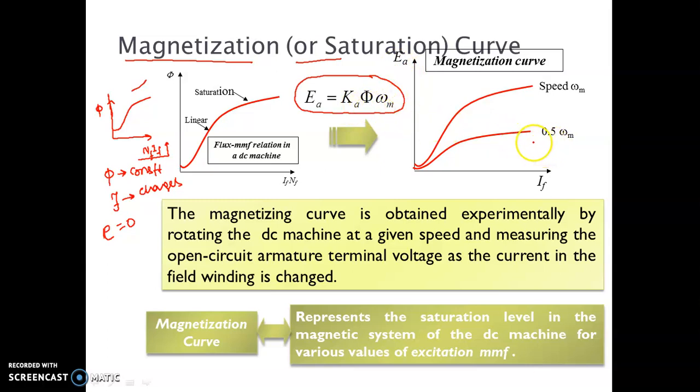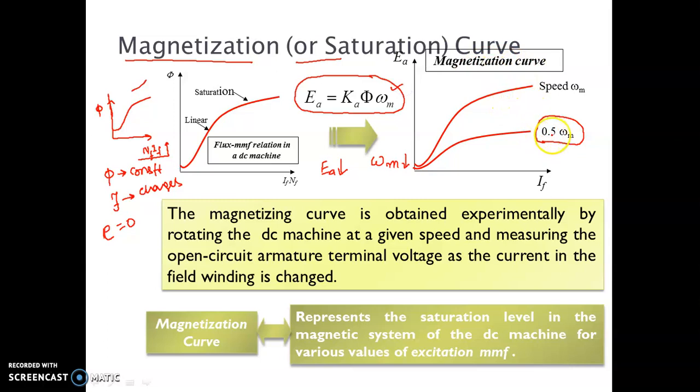So this is your 50% speed. Omega m is here 0.5. If you put this value here, what will be the value of this EA? EA value will reduce. If the speed reduces, speed is less, then EA will also be less. And here it is full, so the full value of armature voltage is produced here. This is called the magnetization curve.